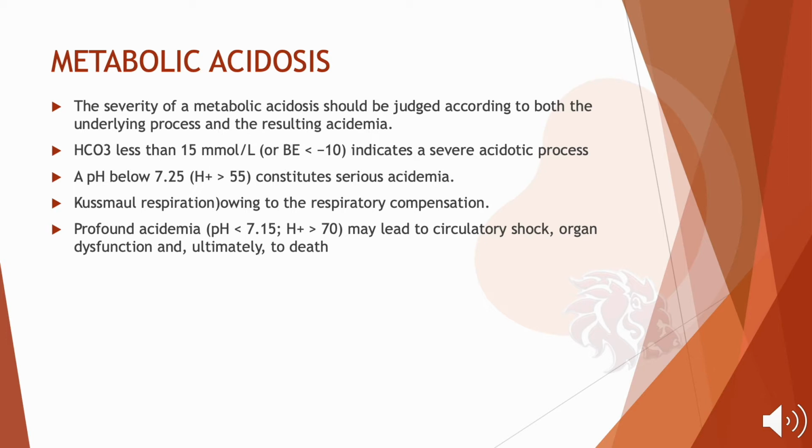The dominant symptom in metabolic acidosis is often hyperventilation, or small respiration, owing to the respiratory compensation. Other signs are fairly nonspecific or related to the underlying cause. Profound acidemia, or a pH of less than 7.15 with a hydrogen ion concentration of more than 70, may lead to circulatory shock, organ dysfunction, and ultimately to death.